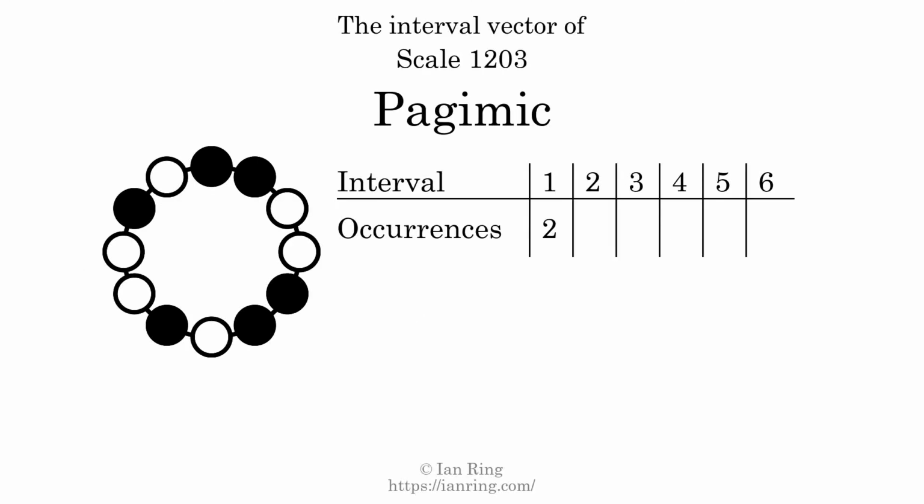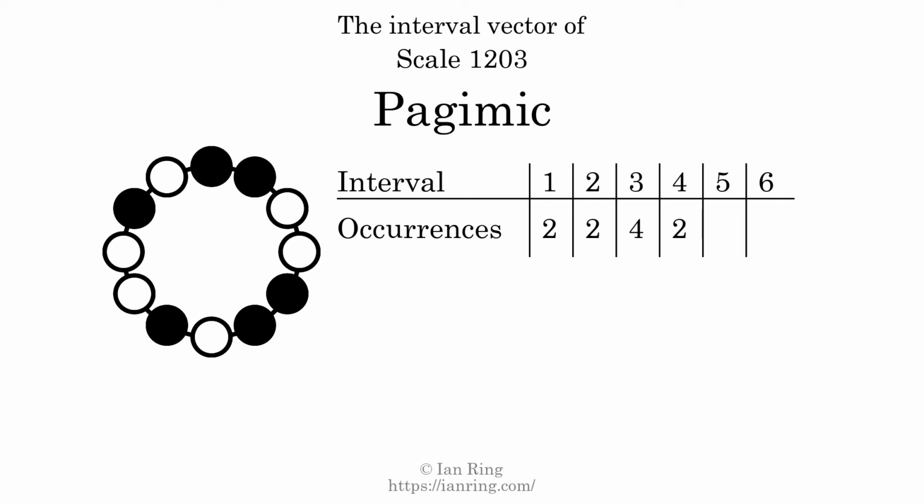There are 2 intervals with the size of 1 semitone. They are here and here. There are 2 intervals with the size of 2 semitones. They are here and here. There are 4 intervals with the size of 3 semitones. They are here, here, here, and here.